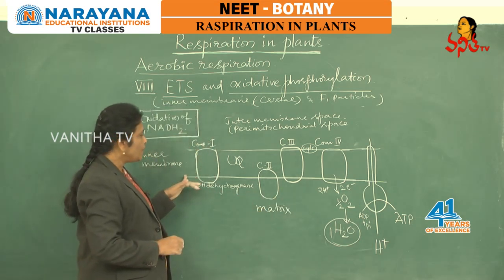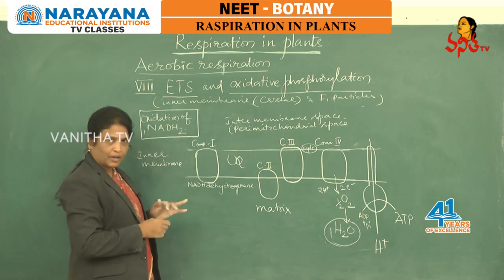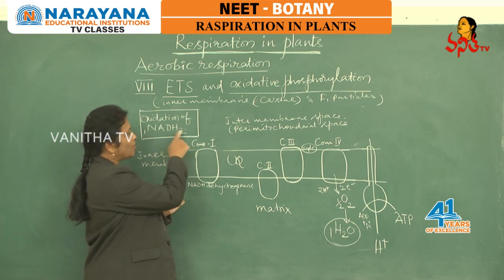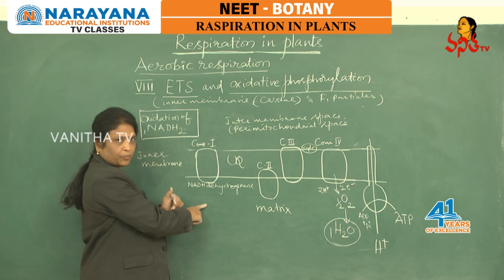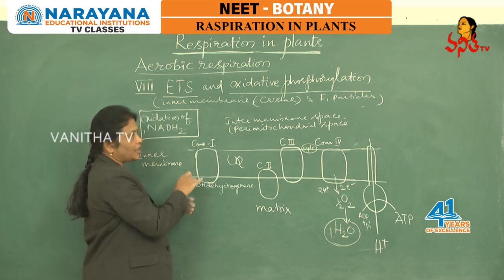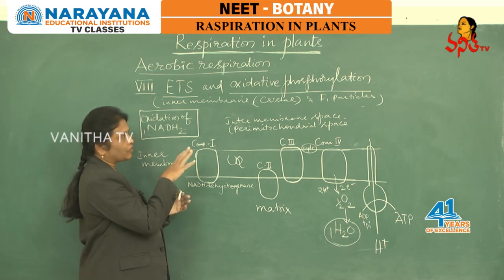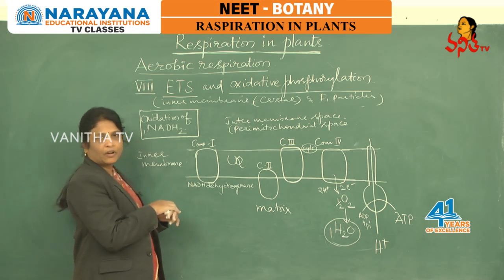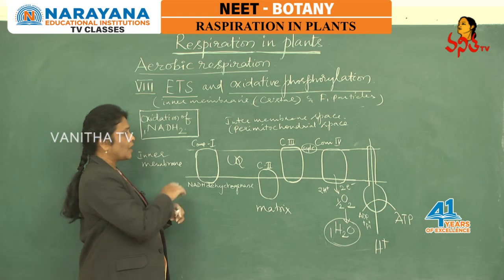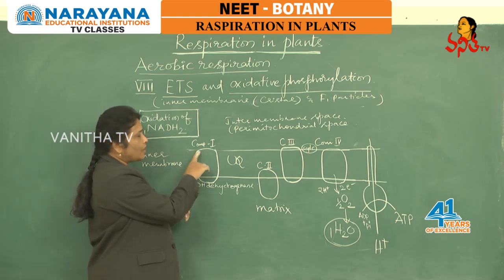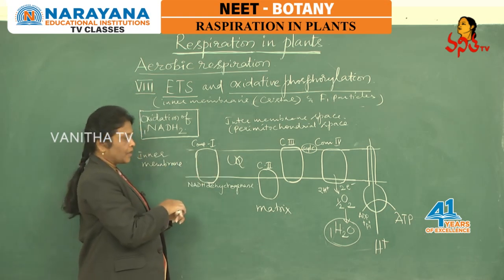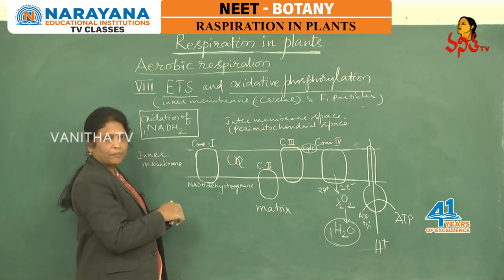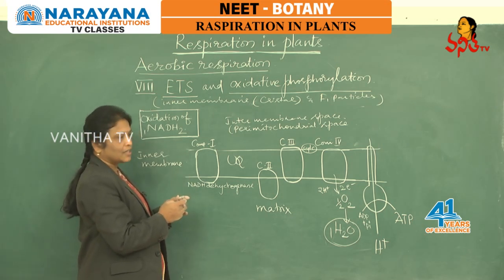And here we follow the mechanism of the electron transport system for the oxidation of NADH2, as I represented. And actually, electron transport system and oxidative phosphorylation occur in which part of mitochondria? Let us see first. That occurs in the inner membrane of mitochondria, and you know the infoldings of the inner membrane of mitochondria are called cristae.